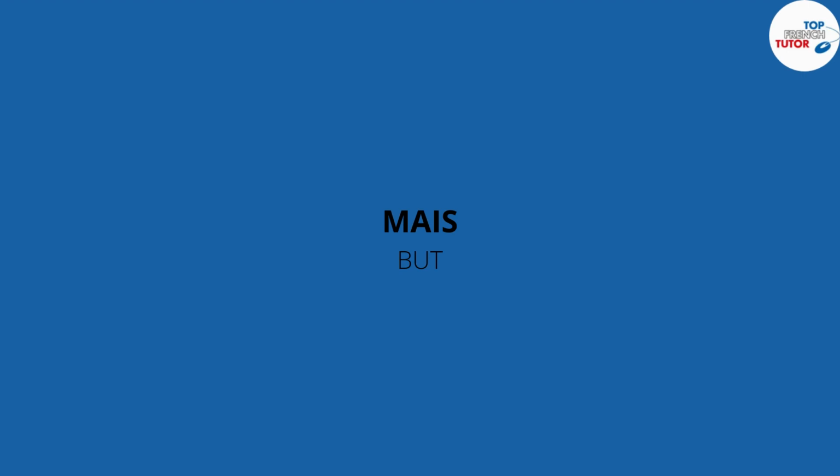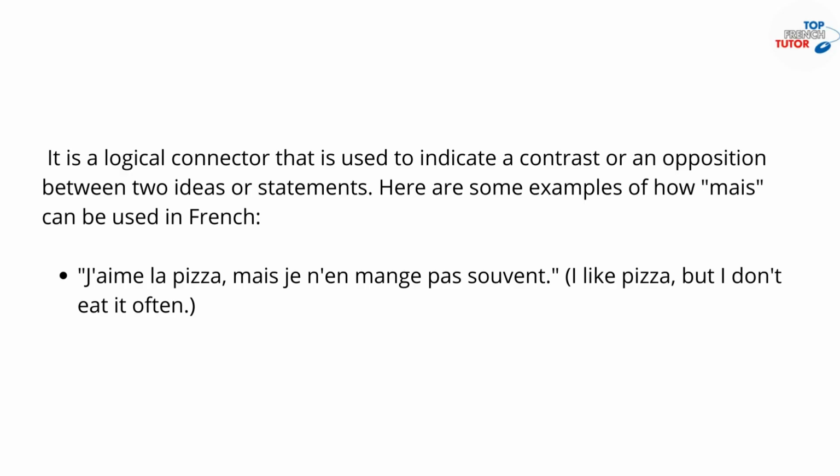Mais is a logical connector that is used to indicate a contrast or an opposition between two ideas or statements. Here are some examples of how mais can be used in French. J'aime la pizza, mais je n'en mange pas souvent.